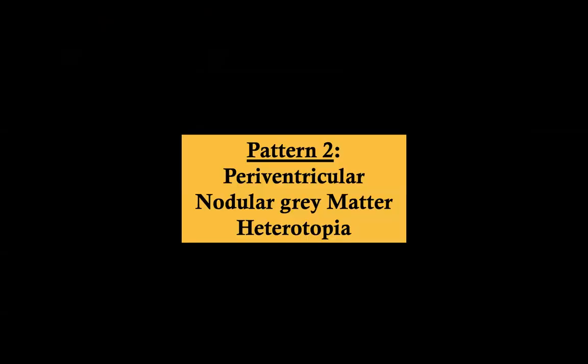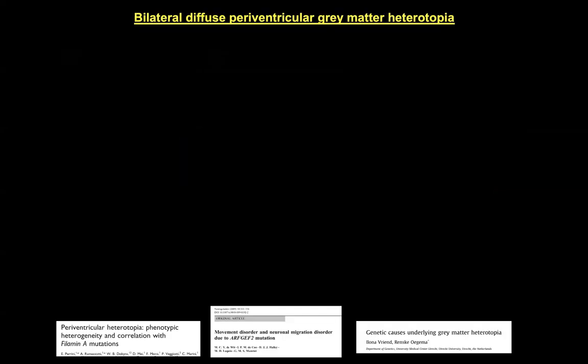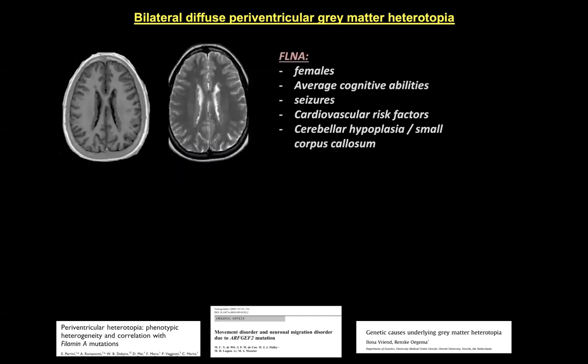Pattern 2, you have periventricular nodular heterotopia, gray matter heterotopia, and you have two clinical scenarios. Most of you probably know filamin A: bilateral frontoparietal, so anterior and superior localization of these multiple nodular gray matter heterotopia in females. Average cognitive ability, they can have seizures, cardiovascular risk factors, other abnormalities in the brain, but they are doing quite well as far as the neurological development is concerned.